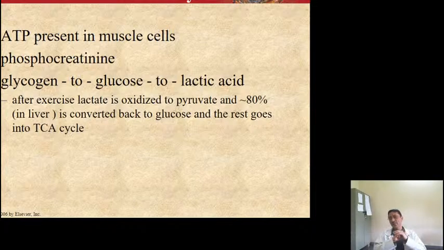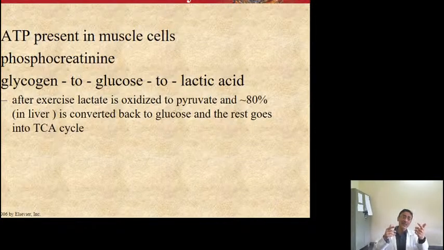So for a few seconds, the glycogen continues to break down and provide 3 ATP per mole of glycogen broken down into glucose and lactic acid. But at the end of this, since it is anaerobic, happening in the absence of oxygen, there is an accumulation of lactic acid. Once the exercise activity is over, this lactate is again oxidized to pyruvate and 80% is converted back into glucose. Especially this happens in the liver, and the rest of it goes into the TCA cycle. So remember this point: anaerobically, there is an accumulation of lactic acid.